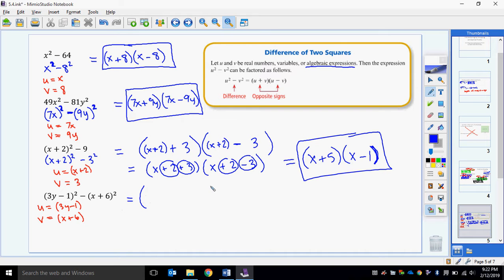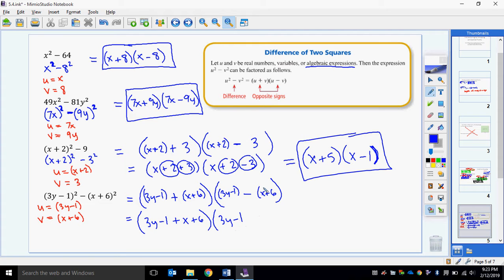Difference of two squares can be written in two sets of parentheses. First one addition, second one subtraction. Your u comes first, so 3y minus 1. And your v comes next, x plus 6. And now we just want to simplify this. So I have a 3y minus 1 plus x plus 6. And I have 3y minus 1 minus x plus 6, which means I need to make sure they both get the subtraction. So minus x and minus 6.